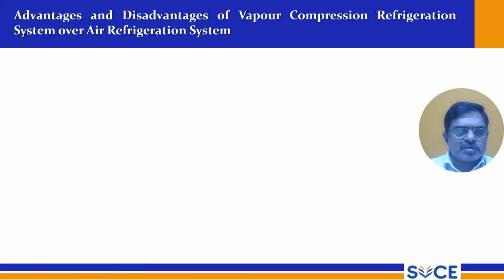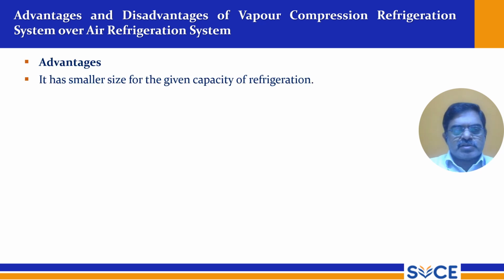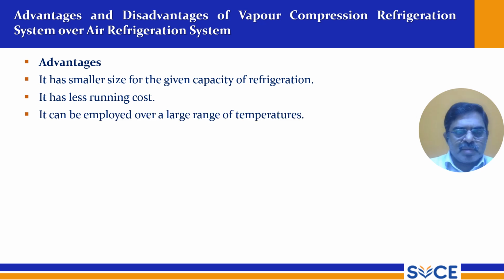Advantages and disadvantages of vapor compression refrigeration system over air refrigeration system. Advantages: it has a smaller size for the given capacity of refrigeration. It is compact in size. When you compare with the air refrigeration system, it has less running cost. It can be employed over a large range of temperatures. The coefficient of performance is quite high.